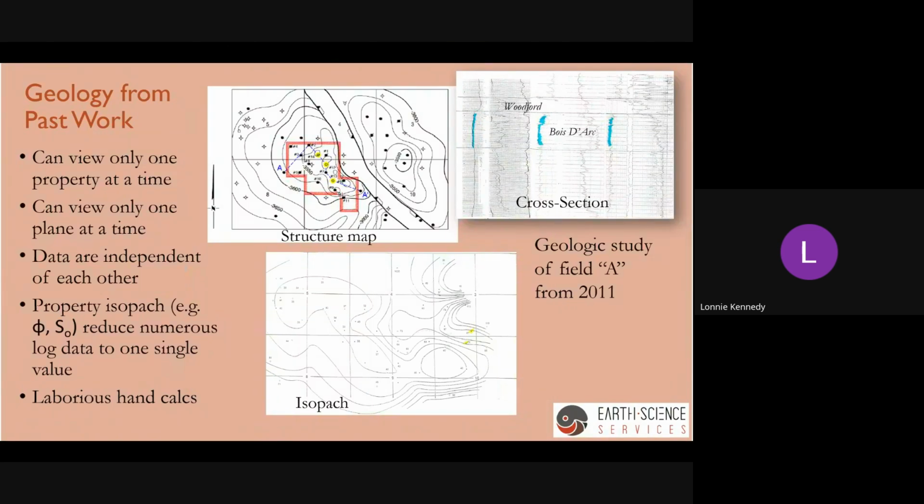Now we're going to look at some examples of fields that I've done in the past. This particular little field is from around Seminole. This is the old geology that was done in the field. I'm not criticizing that. It was good work. But this is what you would typically get: a structure map, an isopach map of something, which could be thickness, maybe average porosity, whatever, and then a cross section.